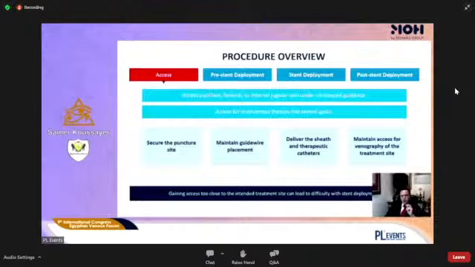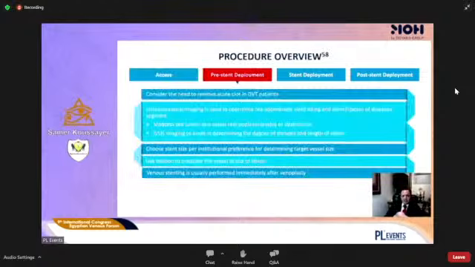So how do we do the procedure? First, we get an access, usually popliteal, femoral, or internal jugular vein sometimes, under ultrasound guidance. Secure the puncture site, maintain guidewire placement, deliver the sheaths and therapeutic catheters, and maintain access for venogram of the treatment site. Getting access too close to the intended treatment site can lead to difficulty with the stent deployment.